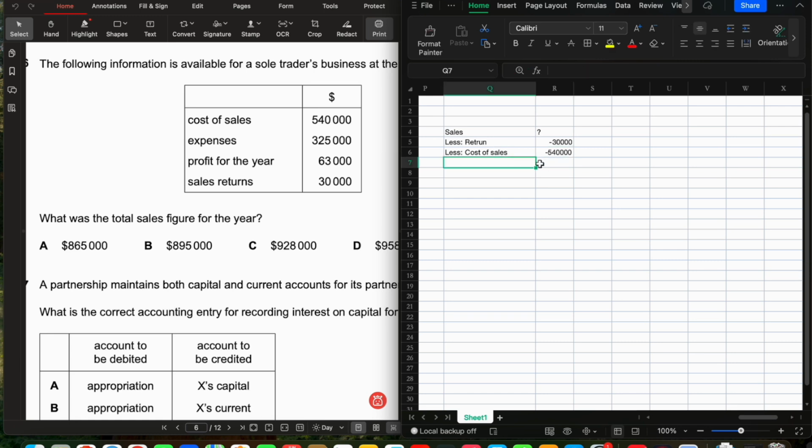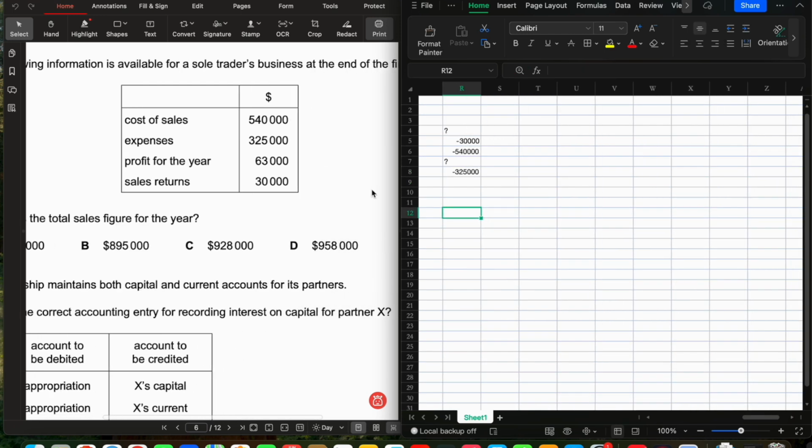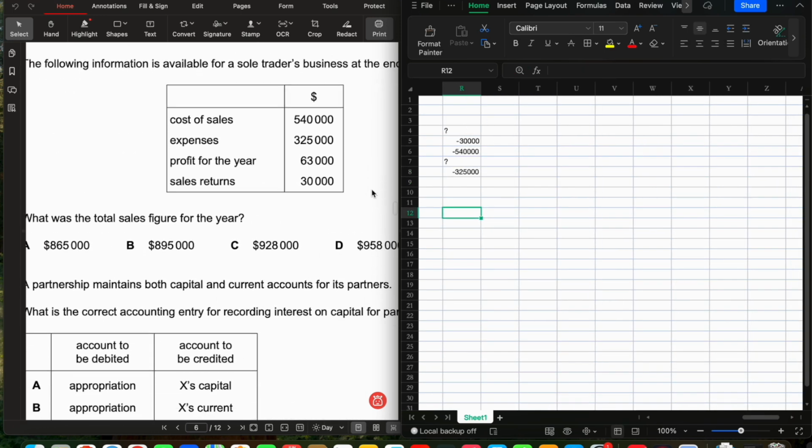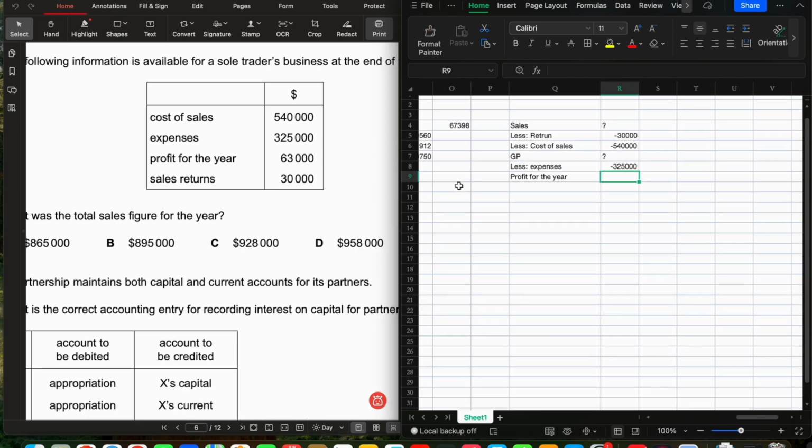And once we subtract cost of sales, we'll get gross profit. That also we don't know. And once we find gross profit, we need to subtract less expenses. And these expenses are 325,000. Okay. After we find all this, we get profit for the year. Now for the question, profit for the year, let me write down the amount, 63,000. Now the question is, we need to go reverse.